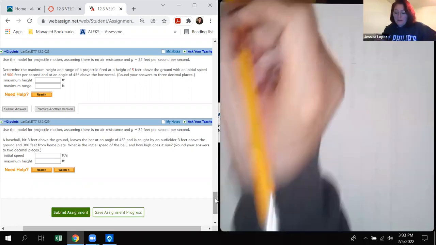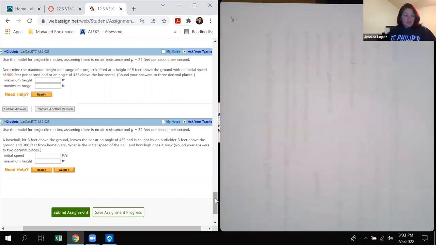So number 6. It says, use the model for projectile motion, assuming there is no air resistance. Otherwise, that makes things way more complicated, and we're not going there. If you do end up becoming an actual engineer, you do have to factor in those kinds of things, but not in this class. We're just barely learning the basics. As long as you get those down, you can generalize later for your specific profession. But for now, there's no air resistance, no wind messing everything up.